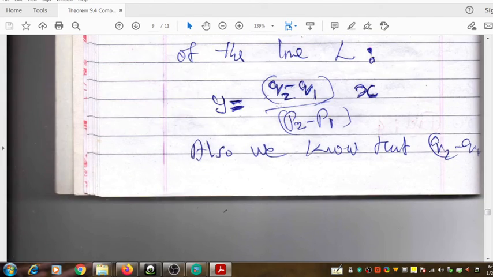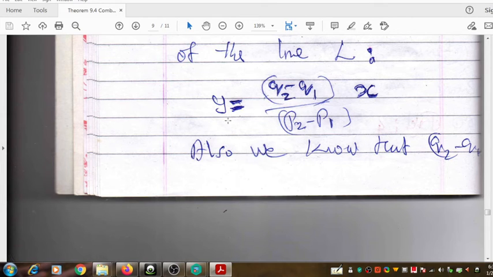Another important thing is that if we take x equal to P2 minus P1 in this expression, we are going to get y equal to Q2 minus Q1. When we take x equal to P2 minus P1, which is an integer, the terms cancel and we get that y is equal to Q2 minus Q1.